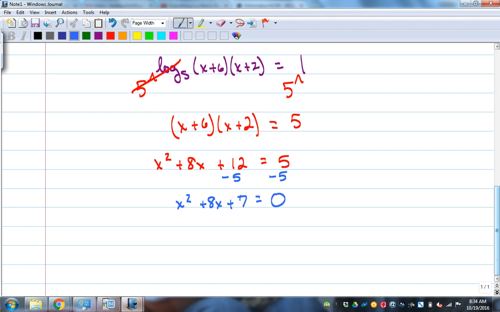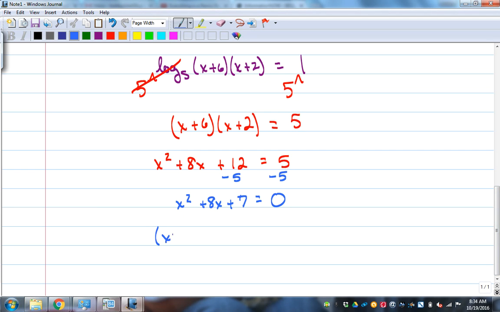Now what do we have? You can do the quadratic formula. You could also factor, or complete the square, whichever way you want to solve that. I don't care which way you do it. I'm going to factor this one because I know what multiplies to be 7 and adds to be 8. Quadratic formula is a good option as well. Okay, so whichever way you want to.